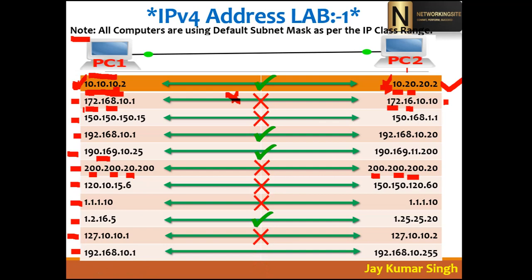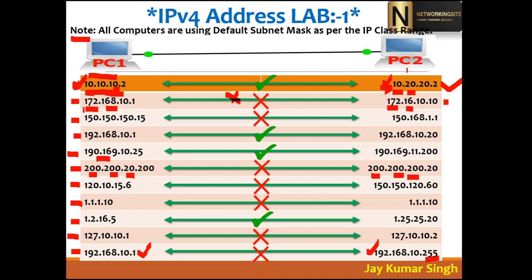Now this is the last one, 192.168.10.1. Yes, it will work. The second one is the broadcast address. Yes, very good. PC1 IP address is okay, but PC2 IP address has a problem. Why? Because it's a broadcast. I told you the host part cannot be 0 and cannot be 255. Oh, you are right. It won't work.